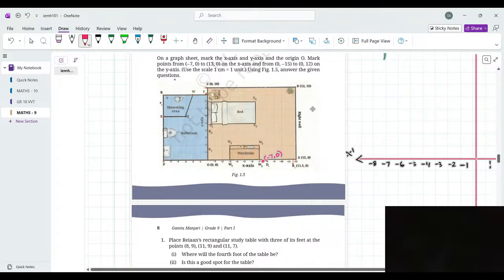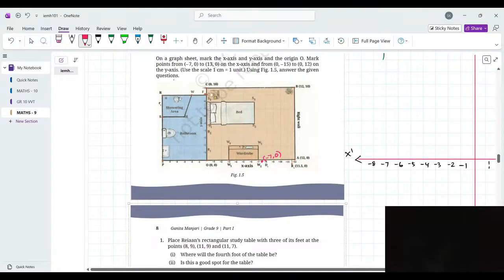Okay, we'll just mark all these points. Imagine this is a graph sheet. So this is -7, 0. On the left side of 0 up to -7, and the right side up to 13, we have to draw the axes. Then each and every centimeter, let us take as 1 unit.